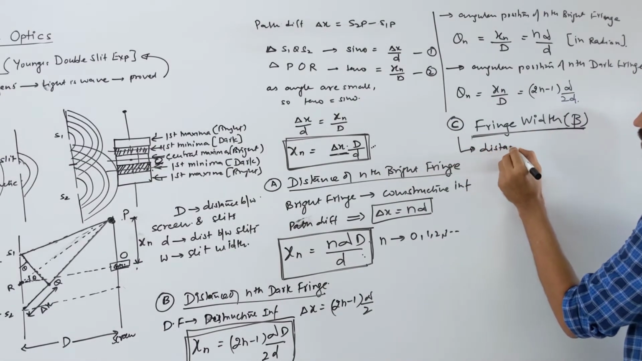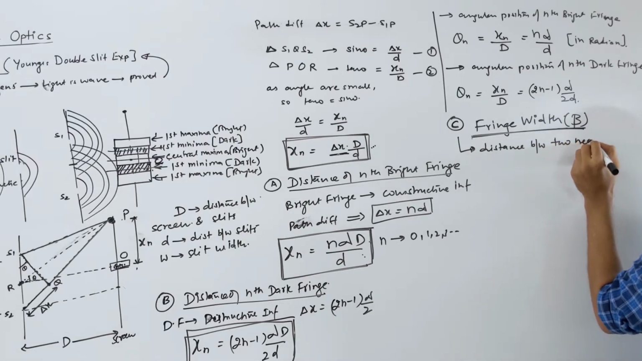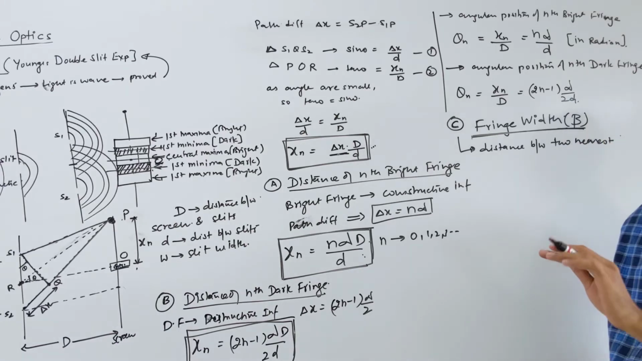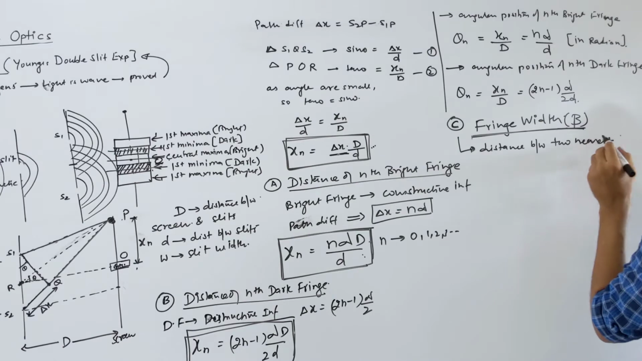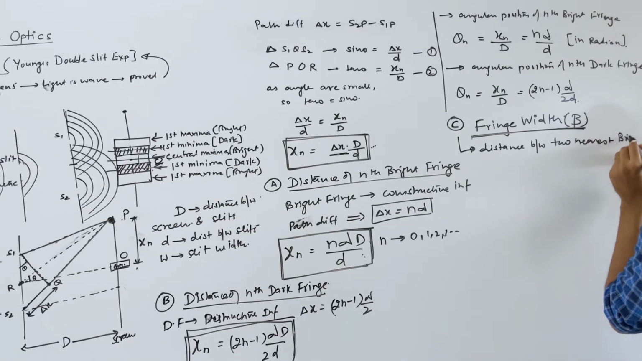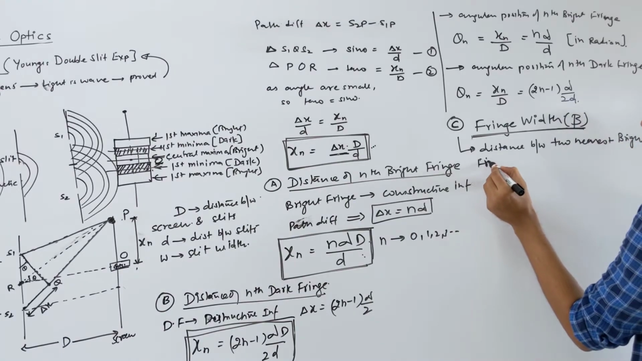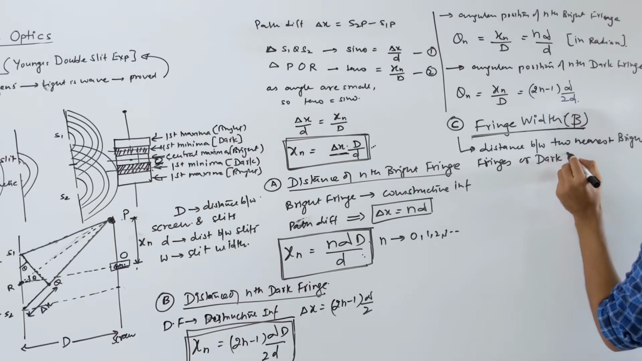So how do you want to define this? Distance between two nearest, like same type of fringe. Are you talking about bright fringe or dark fringe? Distance between two nearest bright fringes, or you can say dark fringes also.